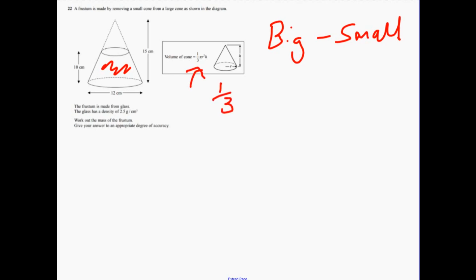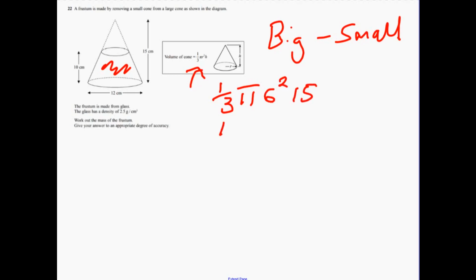Question 22. So to work out the volume just here, it's going to be big cone take away small cone. So let's work out the volume of the big cone first of all. What we're going to do is just substitute in our dimensions there. So big cone is 1/3 pi r squared h, where r is 6. So that would be 6 squared, and then multiplied by the height, which is 15.